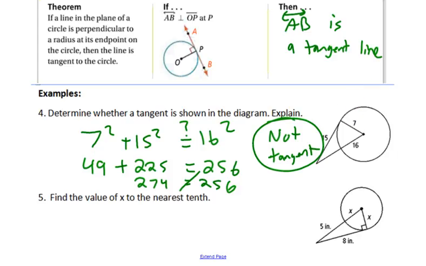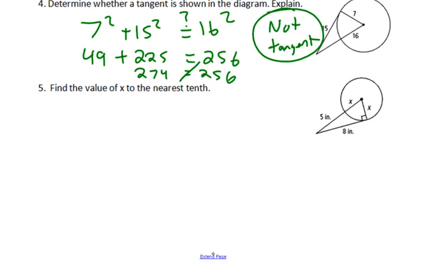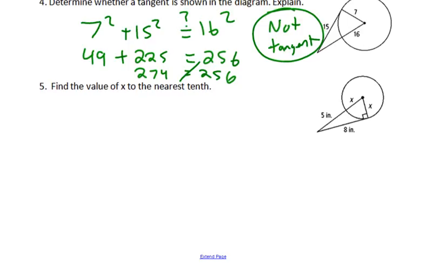All right, next example, find the value of x to the nearest tenth. We're assuming it's a right angle. So we're assuming it's a tangent line, meaning that, well, if we're dealing with triangles again, might as well use the Pythagorean theorem. We can do x squared. We're trying to find x, so x squared plus 8 squared equals 5 plus x squared, or x plus 5 squared. Ooh, that's annoying.